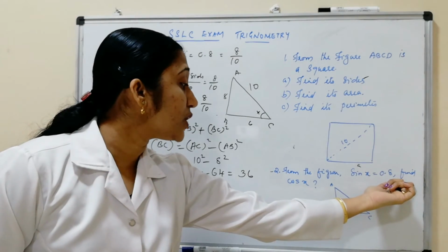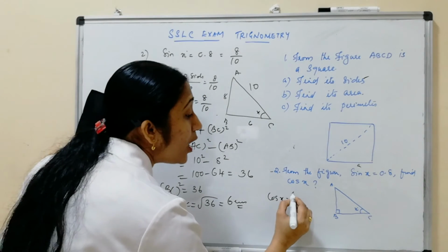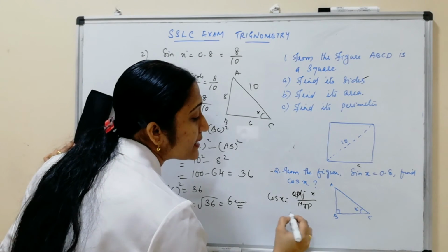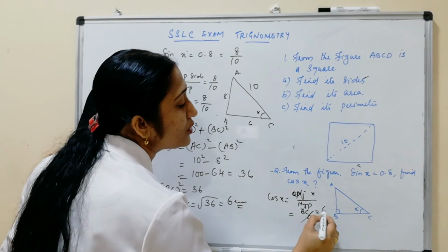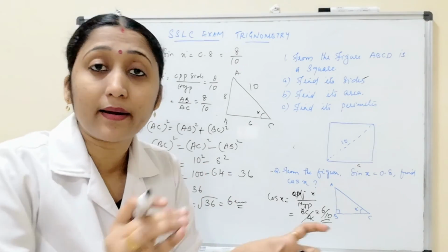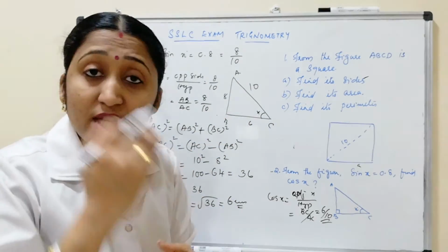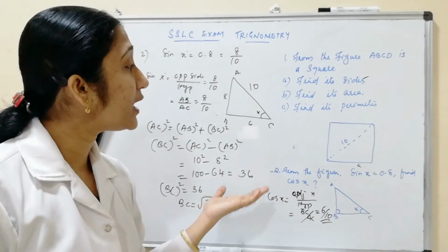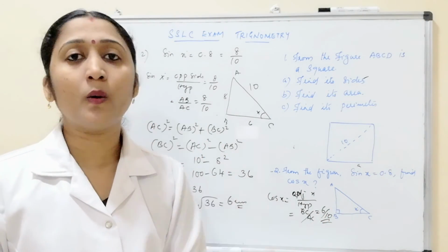What is the question? Find cos x. Cos x is equal to the adjacent side of x by the hypotenuse. The adjacent side of x is BC, so BC by AC, which is equal to 6 by 10. That is the answer. In this case, we have to find all the ratios: sine, cos, tan. If you know any two of the sides, use the Pythagoras theorem to find the third side. That is the most important thing. After you get the three sides, you have to find all the ratios: sine, cos, tan.